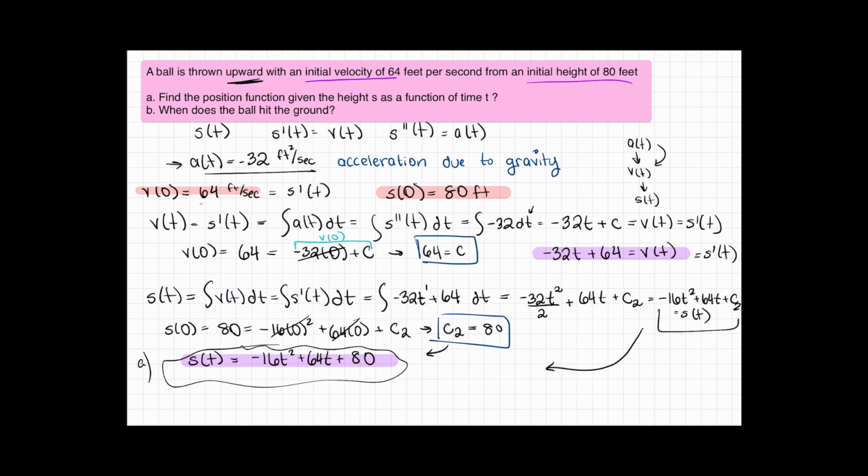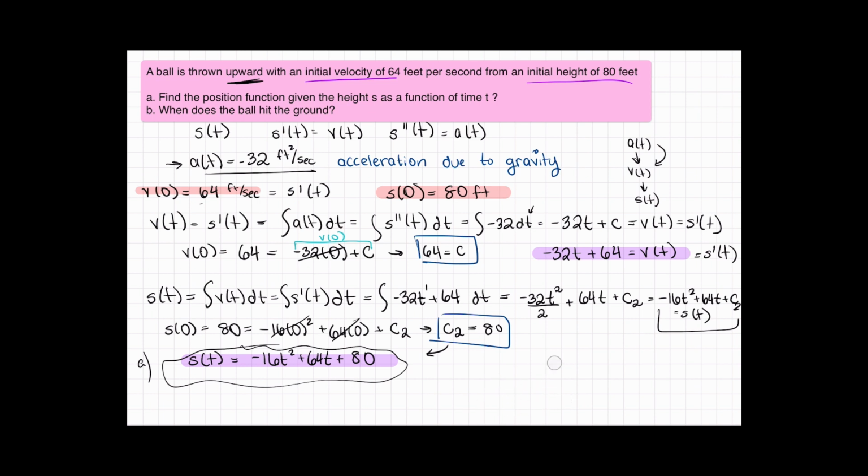Okay, but now we're asking part B, when does the ball hit the ground? So, like, we threw our ball, it went up, it's down, and at the point that it hits the ground, the position is going to be 0, right? Our ball is going to have a height of 0. Do we agree with that?